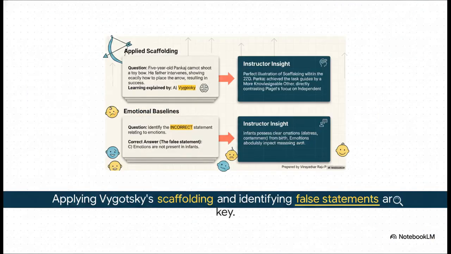Let's look at just 2 more. That first scenario about Punkage and the bow and arrow, that is Vygotsky 101. The dad's guidance is the scaffolding that helps Punkage learn something in his zone of proximal development.